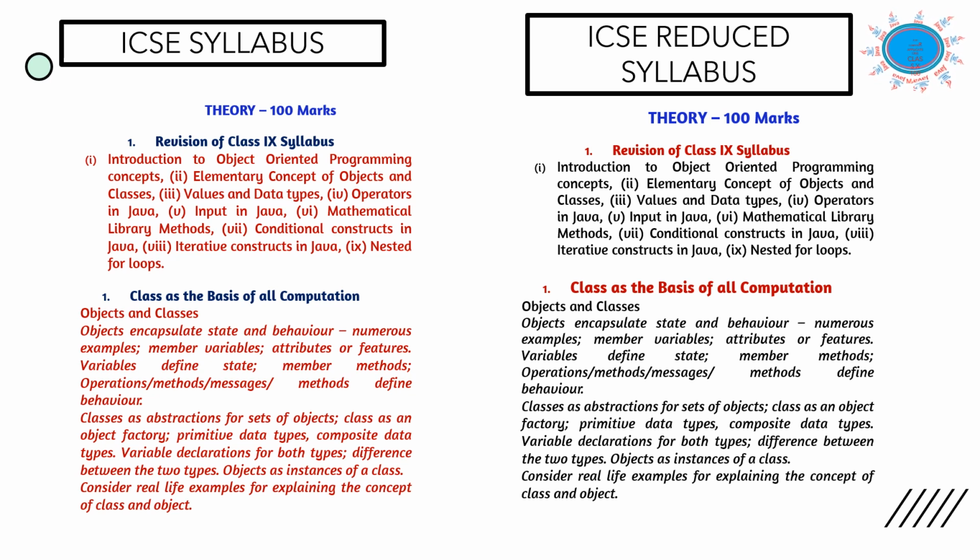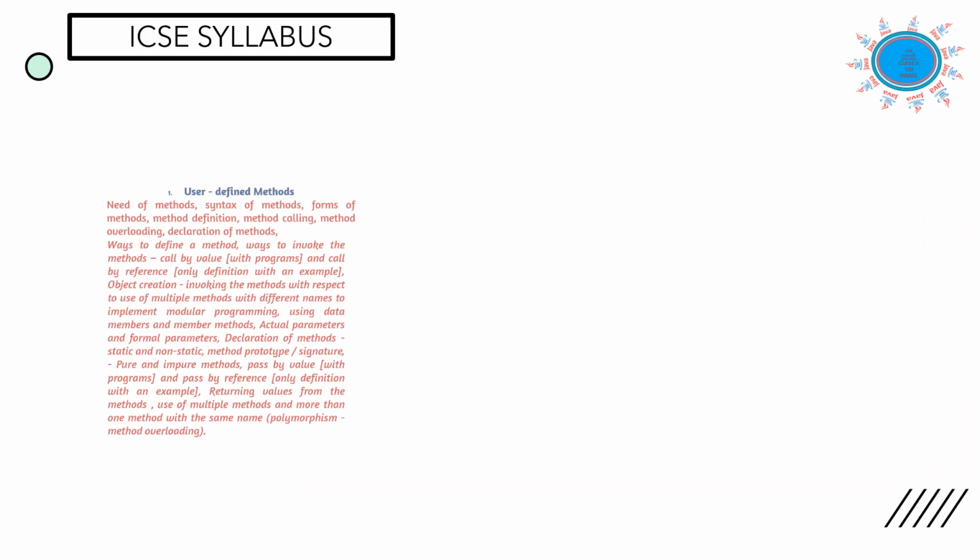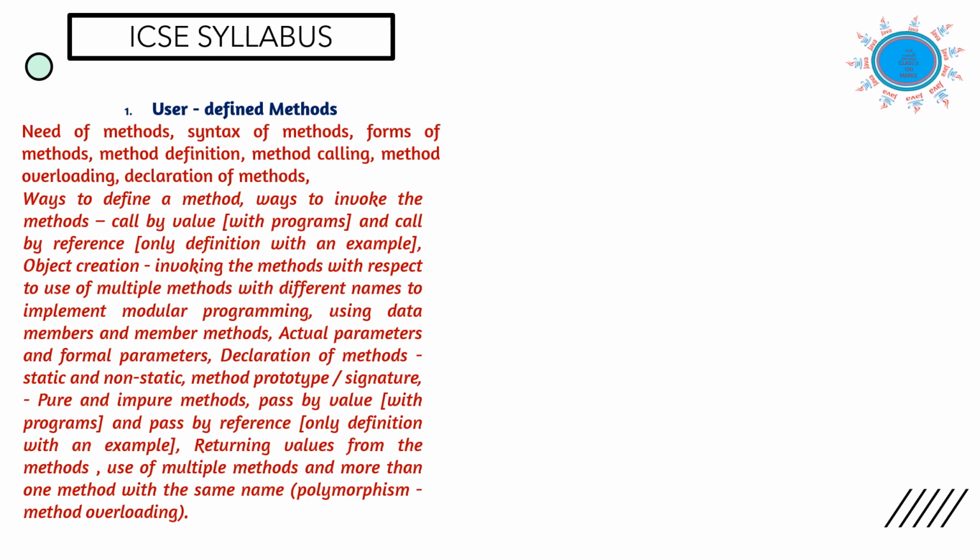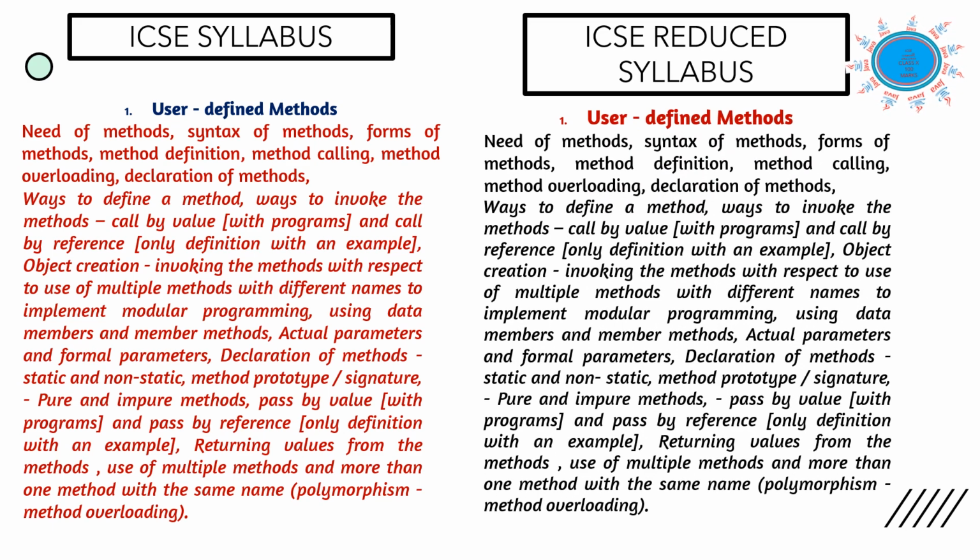In the first 5 sections nothing is removed. We can compare each line. The first section, revision of class 9 syllabus, is all there; no chapter or topic is removed. For class as basis of all computation, you can also compare line by line; there is no removal of any topic. In the next section, user defined methods, functions also have nothing removed. It is as it is in the normal years: pure and impure functions, prototype, signature and programs, everything is there.